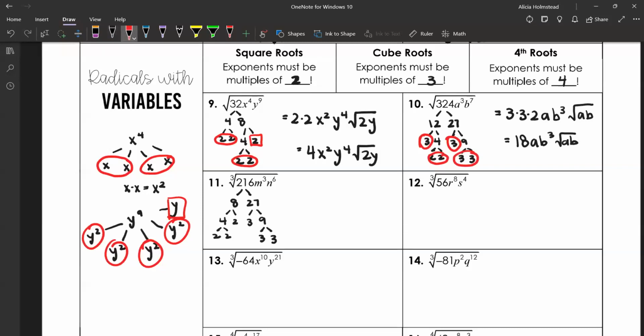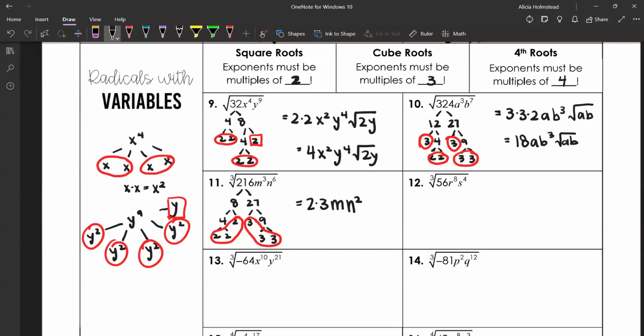Looking for groups of 3 things. That's a group of 3 things. That's a group of 3 things. So it looks like that one's going to be able to simplify nice as well. That will become 2 times 3. And then looking at the m's, there's 3 of them, which is one group, so I'll just pull out one m. And then the n's, there's 6, which is 2 groups of 3.